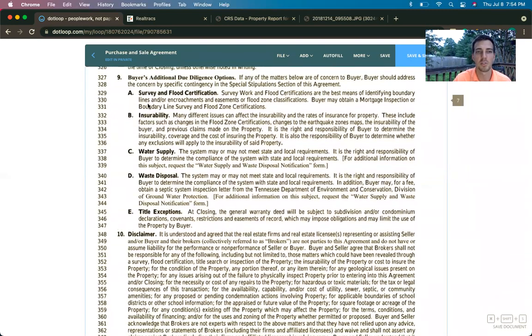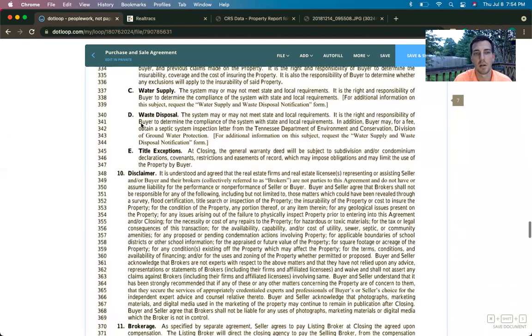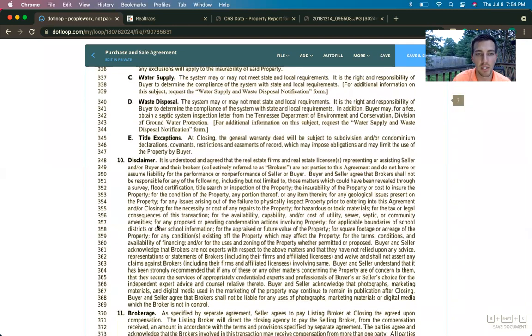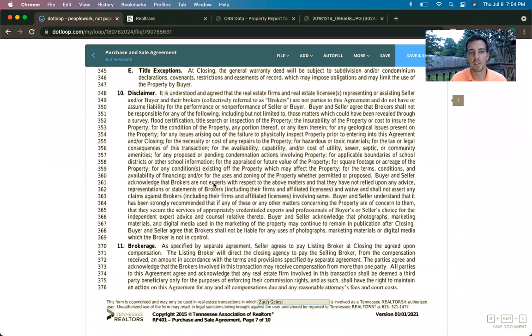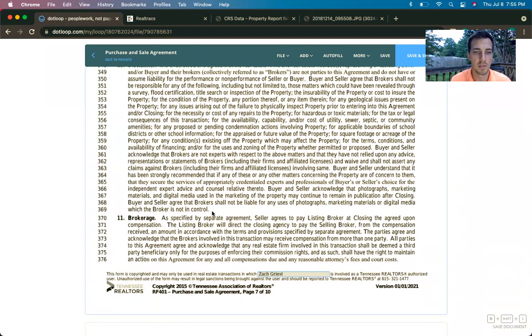Additional due diligence, so the buyers can get a flood certification, water disposal, they can get it tested. So read through this. Disclaimer, this is just saying we're not licensed lawyers, so don't think we're lawyers, or we're not licensed inspectors, so don't rely on us for inspection advice. So read through this, very important.